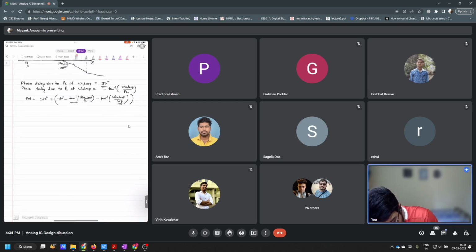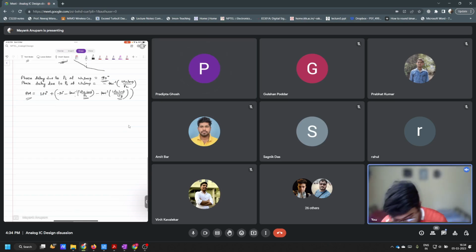So that's just a sanity check. If P2 reduces here, this tan inverse something will increase, right? If P2 reduces, this will increase. And this is getting subtracted, so overall the phase margin decreases, right? So that is why it is correct. Same holds for omega z also.